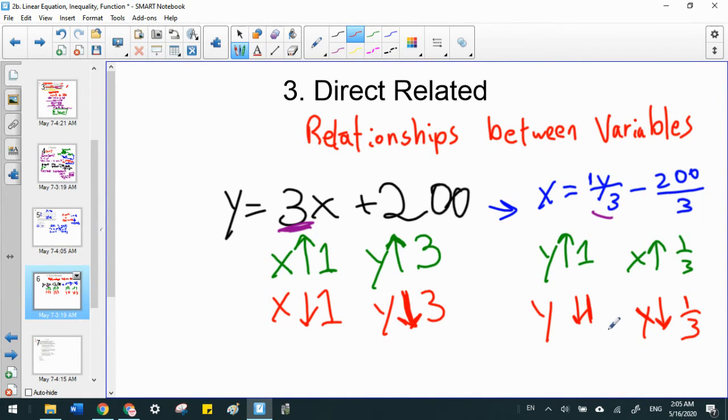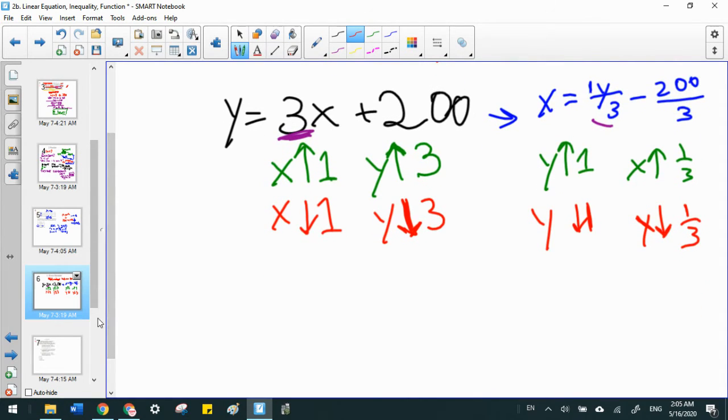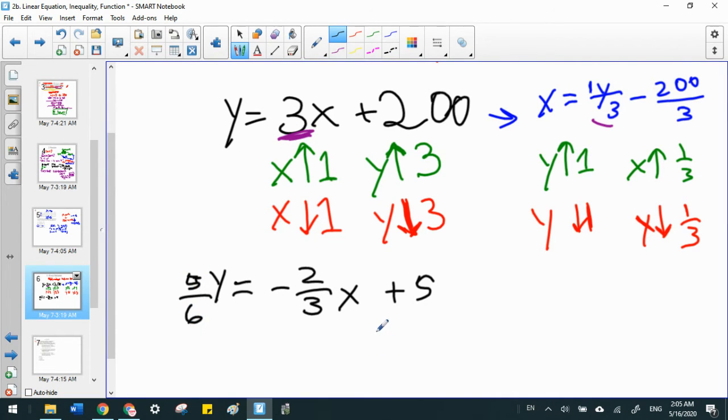And understanding that relationship is going to be important because later on you'll get into weird situations where having that knowledge is super important. And I'll show you a really, really quick example before we move on. So let's say you have to deal with an equation where y is equal to negative 2/3 x plus 5. And just to make it a little more obnoxious, let's make it 5/6. y equals negative 2/3 x plus 5/6.